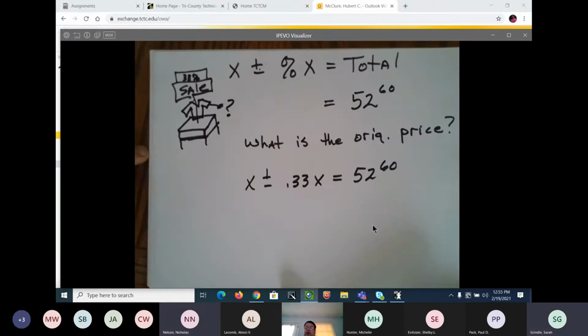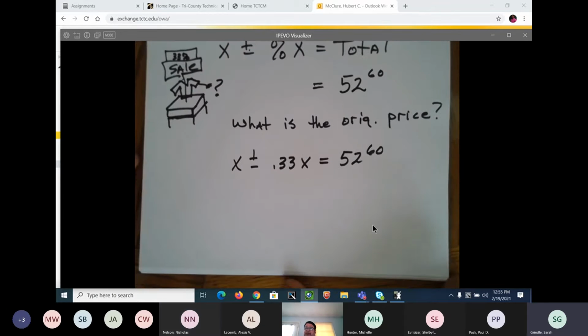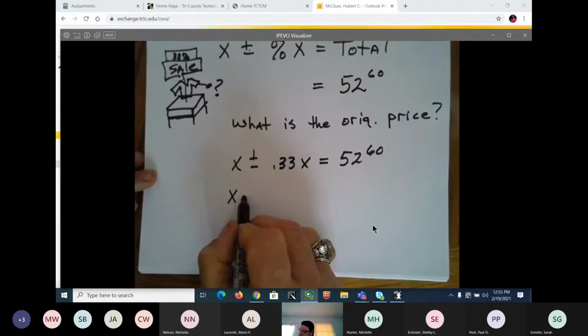That means I want y'all to interact. It's minus. A discount is positive or negative? Technically, it's negative. You've taken off of something. You're subtracting. So that's going to be x minus 0.33x is equal to 5260.